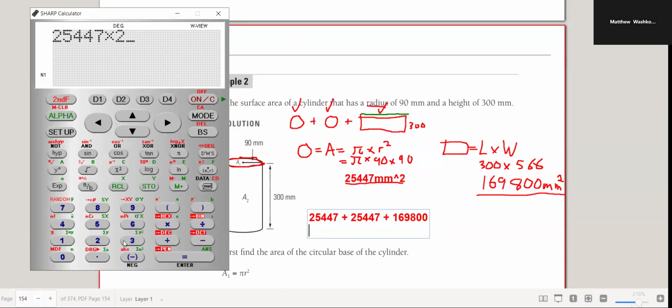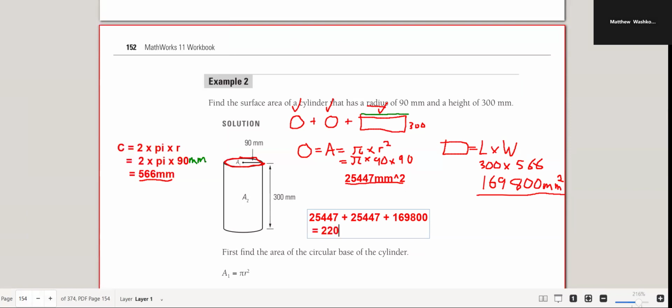25447. Let's just times by 2 plus 169,800. 220,694 equals 220,694 millimeters squared. My final answer, I'm going to circle it. You need to get in the habit of circling stuff, or I'm not going to find your answer.